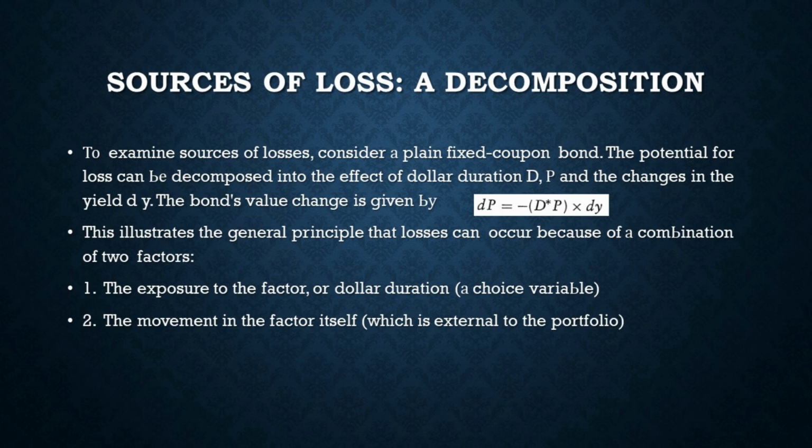And this illustrates the general principle that losses can occur because of a combination of two factors. The first one is the exposure to the factor, or dollar duration, which is a choice variable, and the second is the movement in the factor itself, which is external to the portfolio.